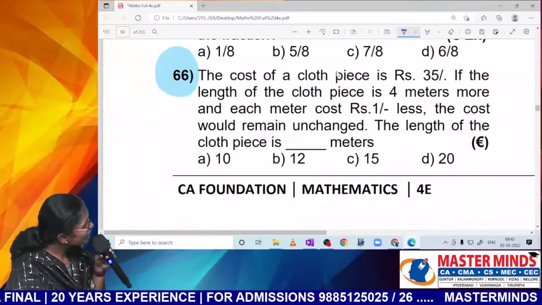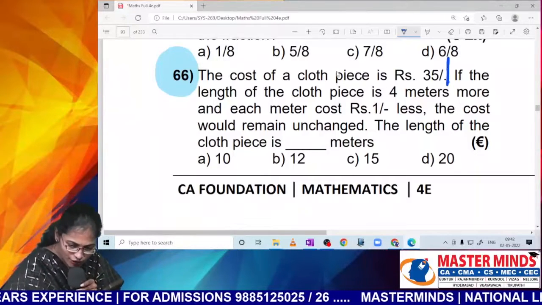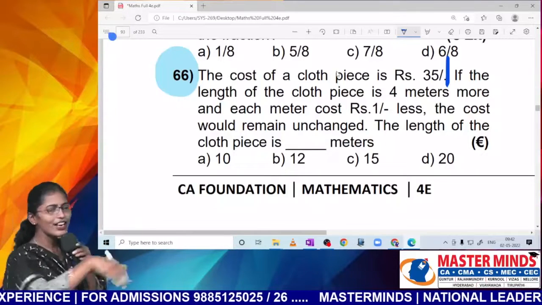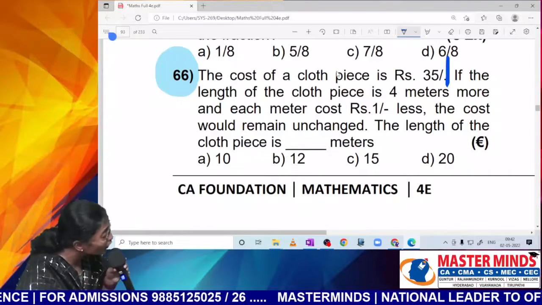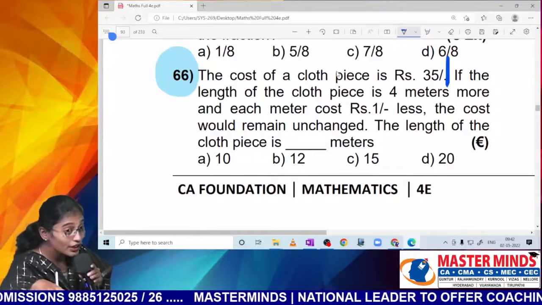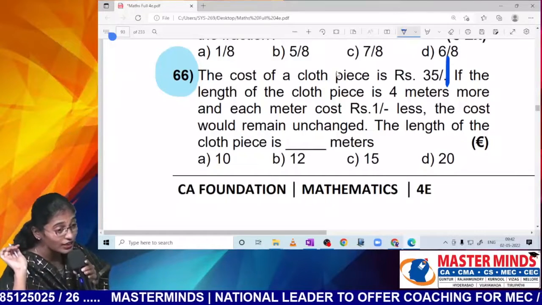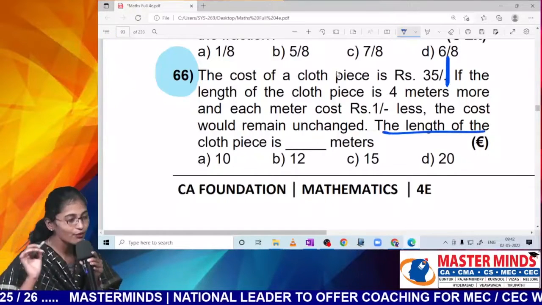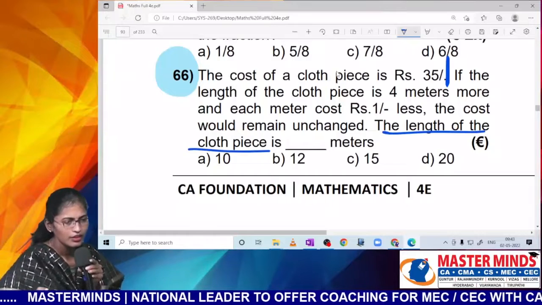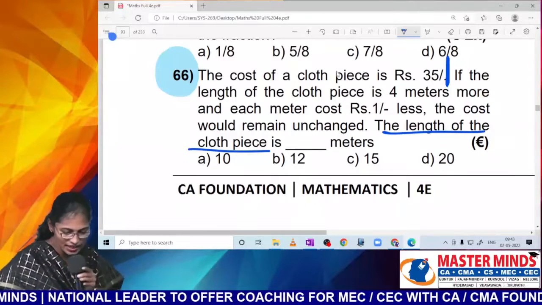Guys, read out the first line of the question. The cost of a cloth piece is? Read out the next line. If the length of the cloth piece is, and each meter costs 1 rupee less, then the cost would remain. What is he asking for? The length of the cloth piece in meters. That's what he is asking for, right?